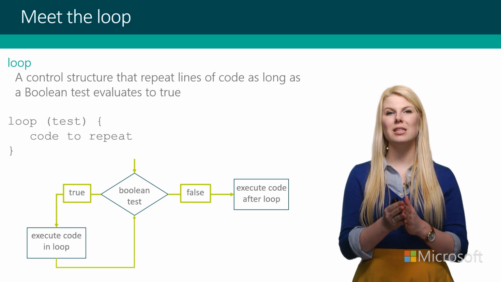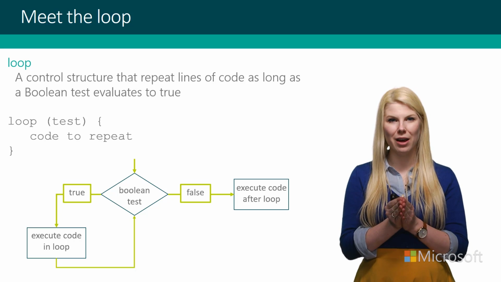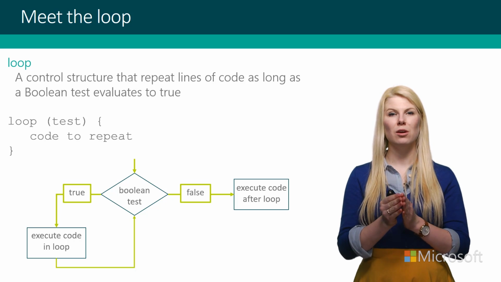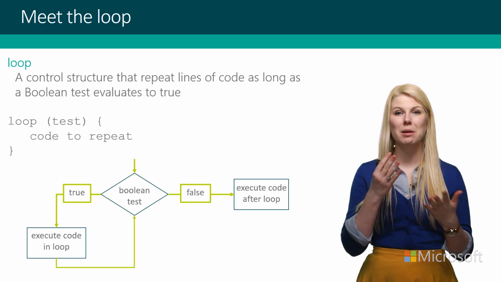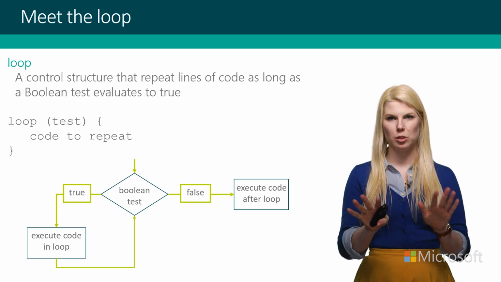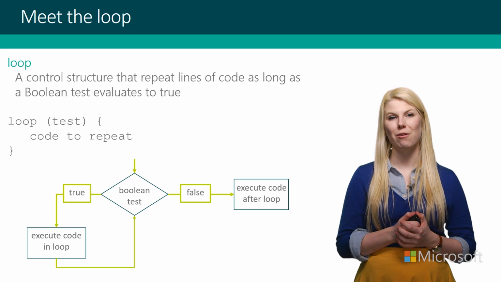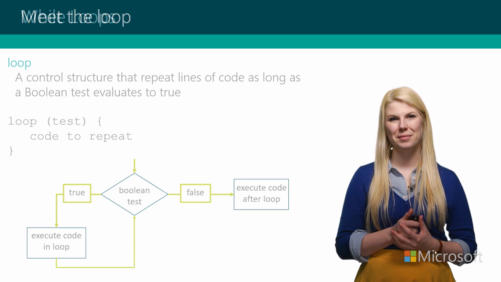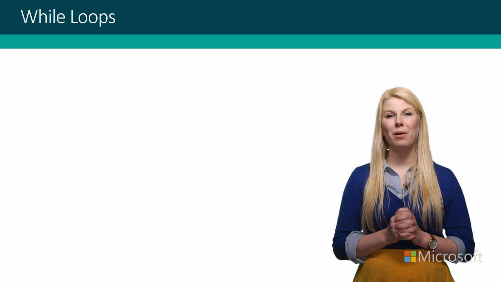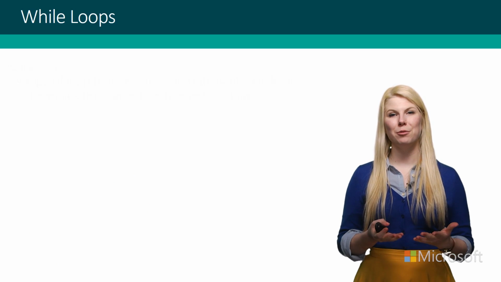So all of this is still based on a Boolean value, true or false. While it's still true, keep going. If it's false, stop, and then you move on after the loop to the rest of the code in your program. The simplest form of a loop is called a while loop.